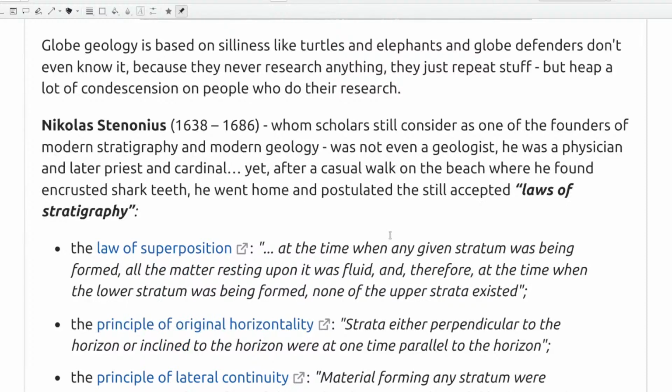Nicolaus Stenonius, from 1638 to 1686, whom scholars still consider as one of the founders of modern stratigraphy and modern geology, was not even a geologist. He was a physician and later priest and cardinal. Yet, after a casual walk on the beach where he found encrusted shark teeth, he went home and postulated the still accepted laws of stratigraphy.